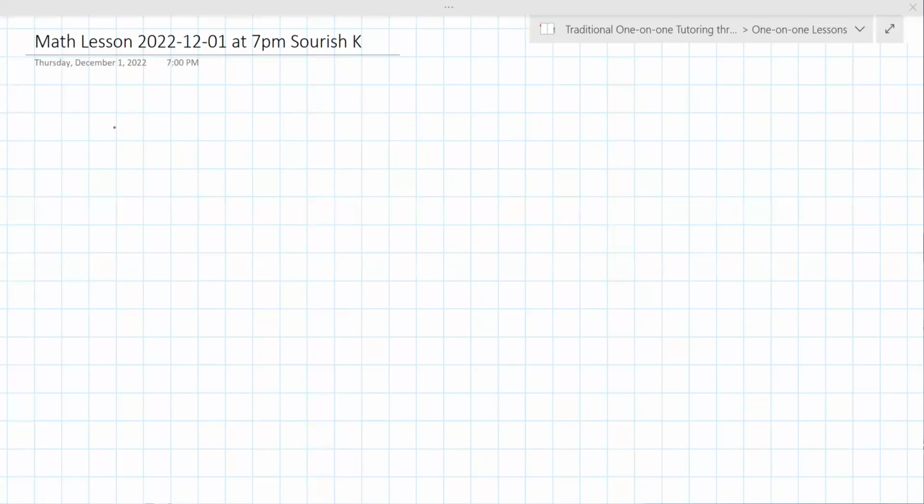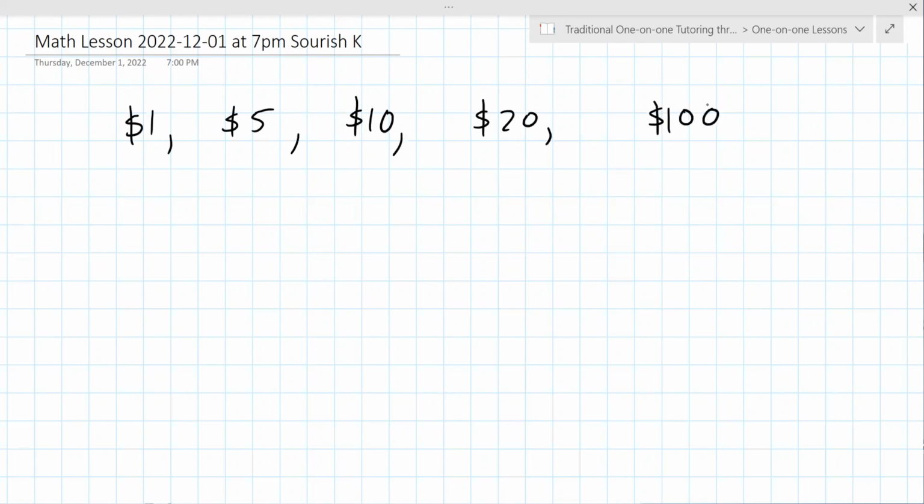And we will get started. So last time we talked about the idea that there's a $1 bill, a $5 bill, a $10 bill, a $20 bill, and a $100 bill. And there's actually occasionally a $2 bill that you might see in circulation.